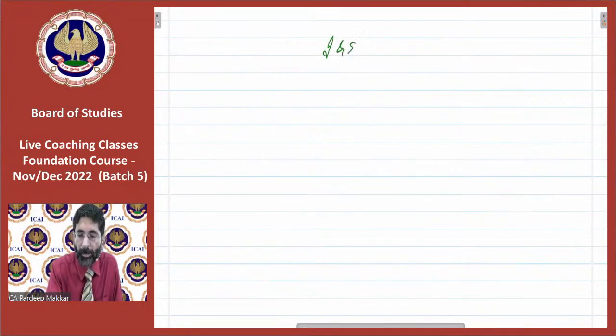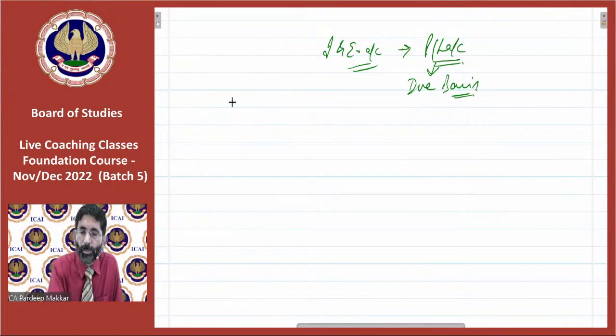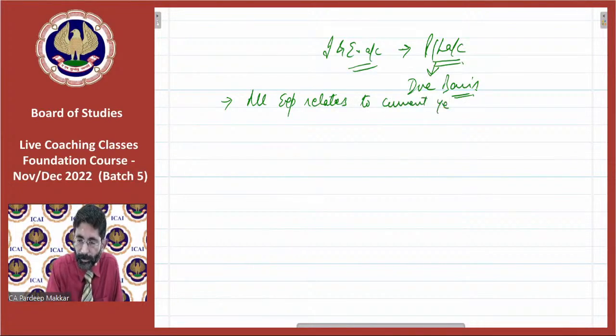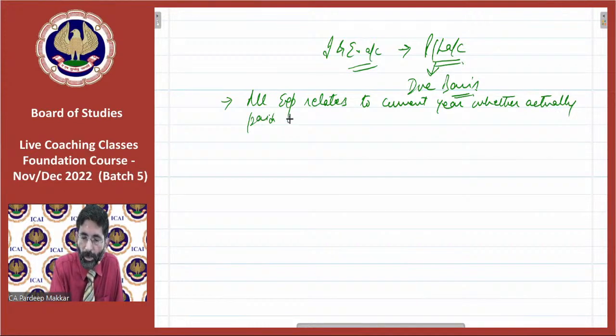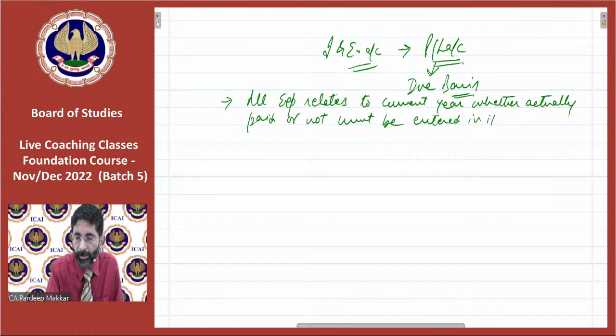What is meant by income and expenditure account? We are saying that this means profit or loss account. No, profit or loss account is always prepared on due basis. That means all expenses relating to current year, whether actually paid or not, must be entered in it.